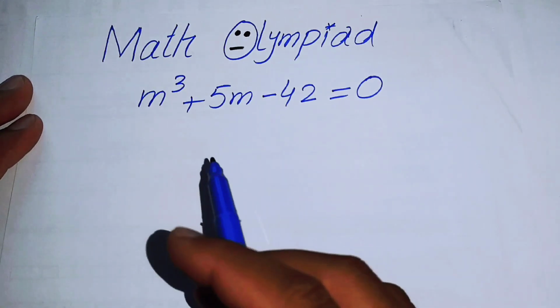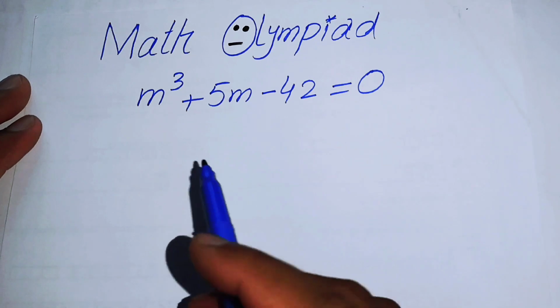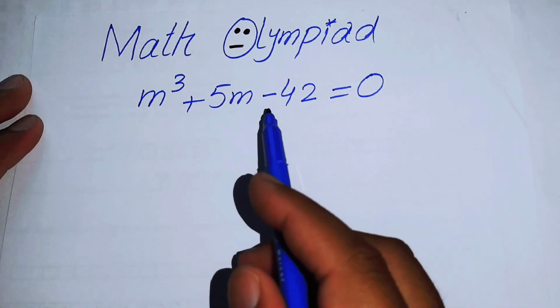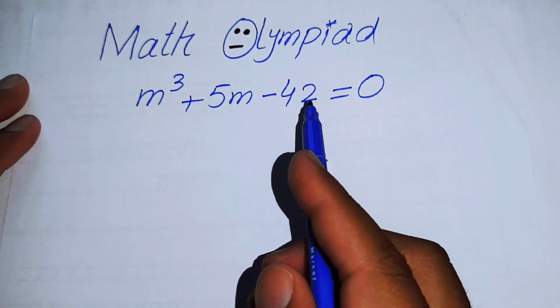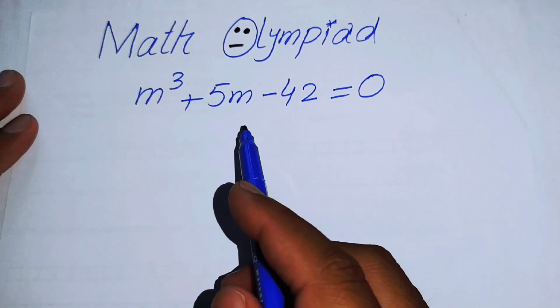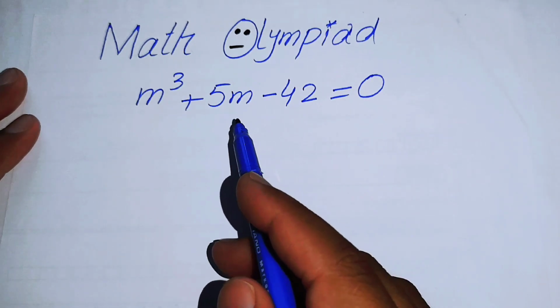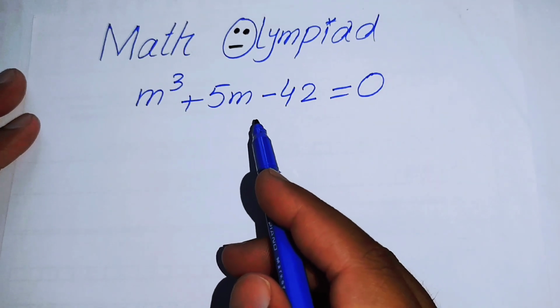In this video we are going to solve this nice algebra problem, and here we have m cubed plus 5m minus 42 is equal to 0, and we will solve this problem for the real values of m. Okay, here you remember one thing, I can just find the real roots of this equation.